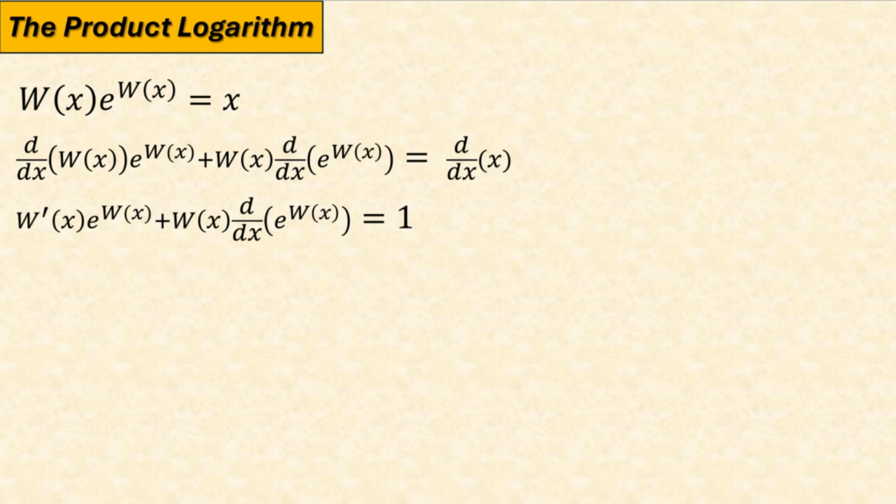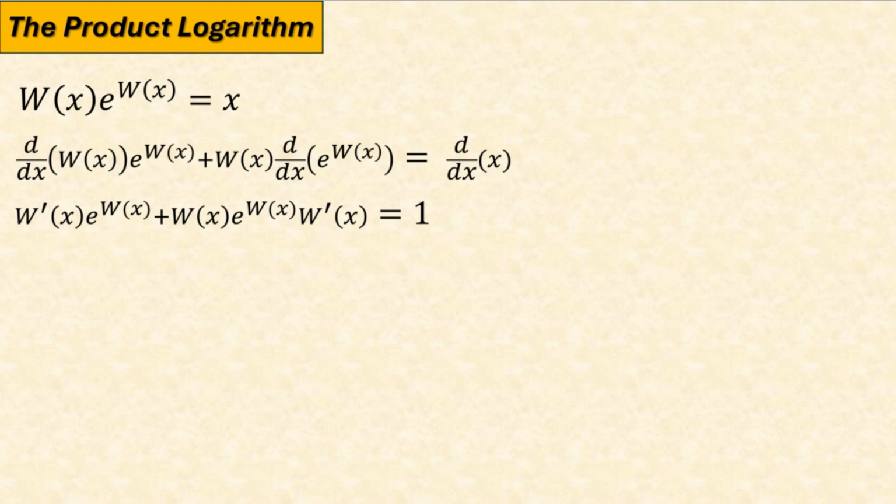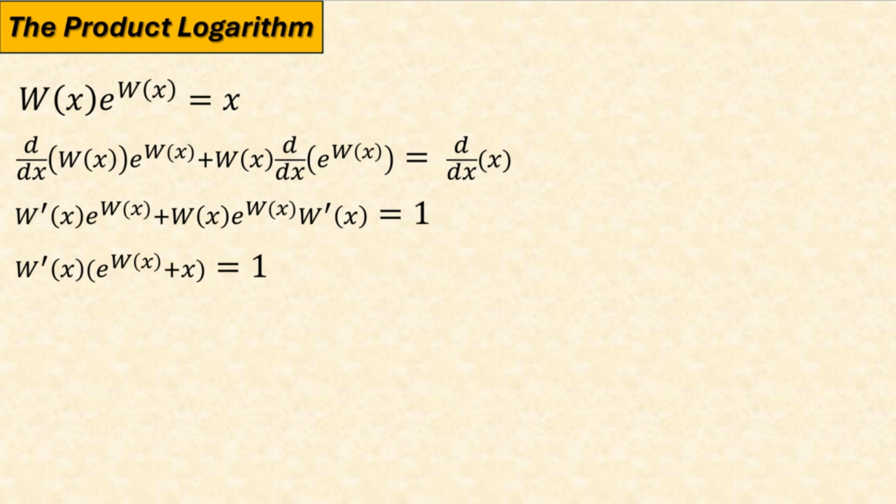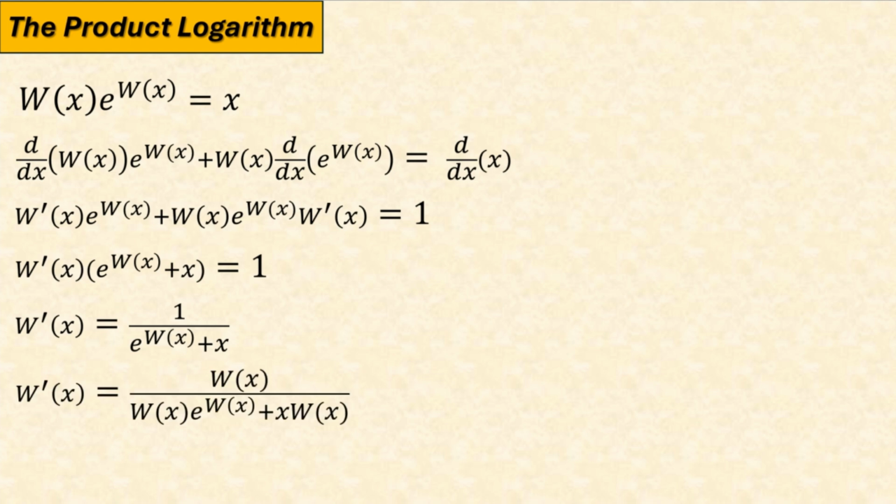Now we can rewrite the derivative of e to the W(x) as e to the W(x) multiplied by W prime of x. Now factor the W prime of x out. Notice that by the definition of the product logarithm, this expression here would just be x. So we can substitute x and divide both sides by e to the W(x) plus x.